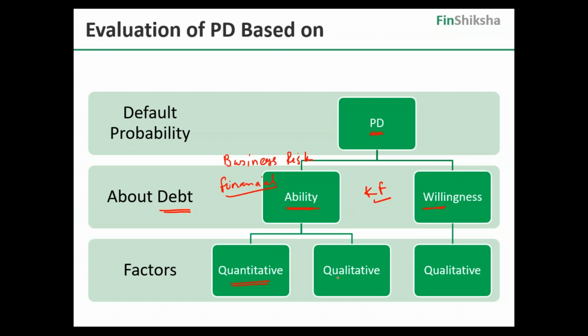Within that, there are some quantitative and qualitative parameters. Willingness is primarily qualitative, basically based on historical parameters. In the financial part, we can have future projections. Over here, we just have to see whether the company has the ability to generate enough cash to service the interest.